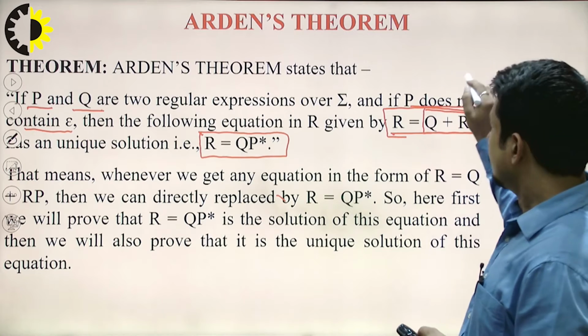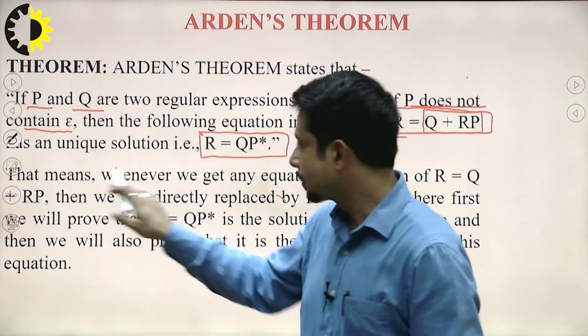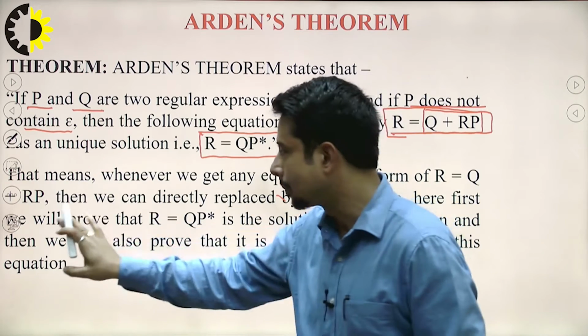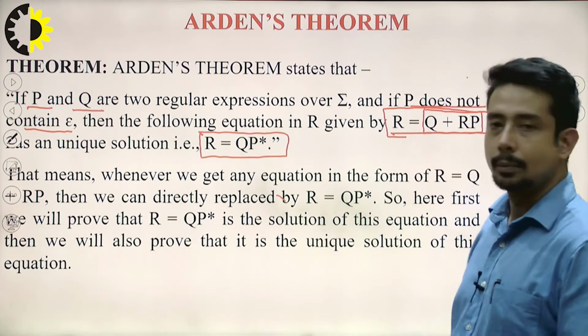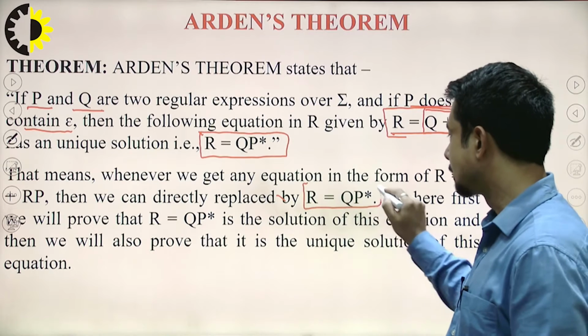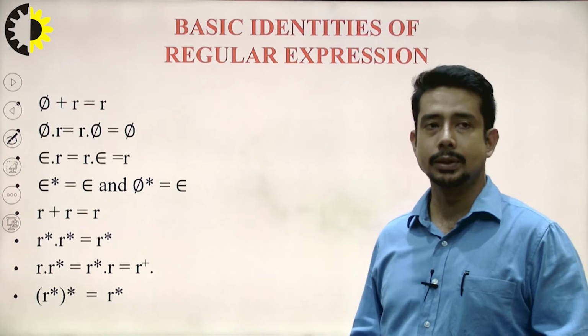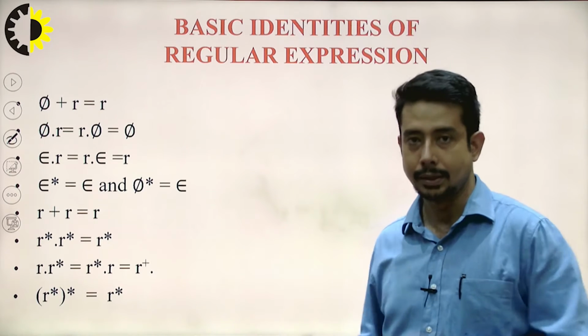So whenever we get any equation in the form R equals Q plus RP, we will directly replace that by R is equal to QP star. So this is what Arden's theorem is all about. Let's check its usefulness in the upcoming slides.